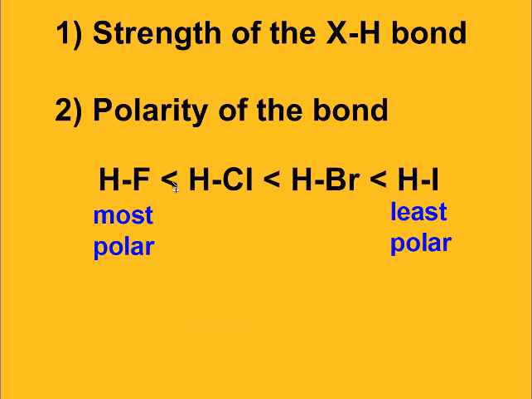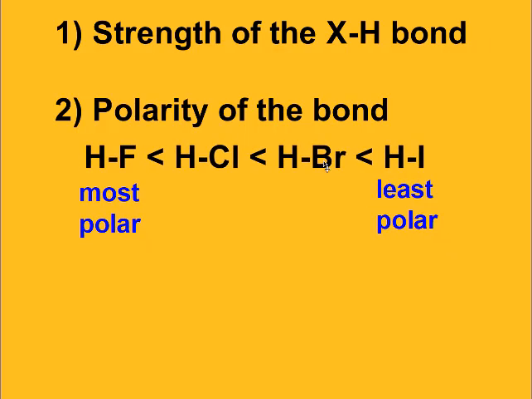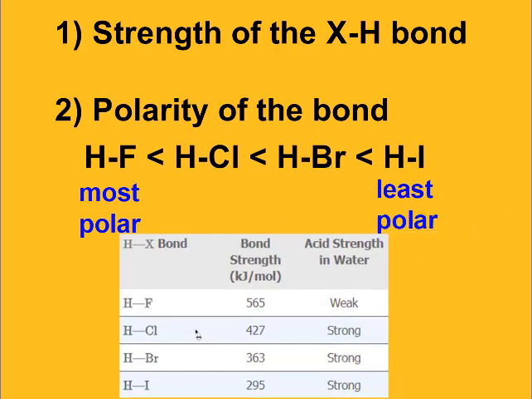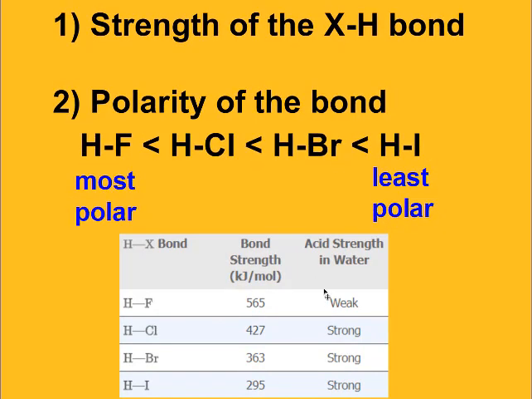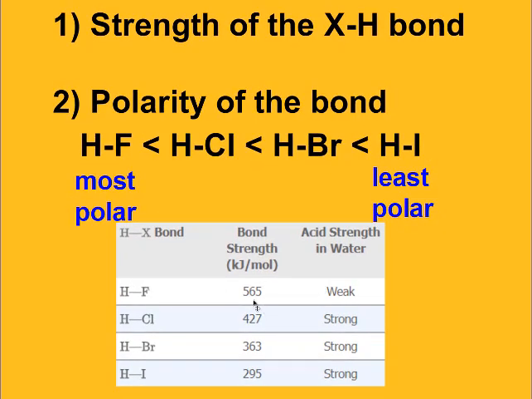If we look at HF, HCl, HBr, and HI, HF is the most polar bond and HI is the least polar. So you would expect HF to be the strongest acid and HI to be the weakest acid based on polarity. But if we look at the strength of those bonds, HF actually has the strongest bond. So although it's the most polar, its bond strength is so strong that hydrogen can't come off in solution as easily, making that a weak acid.